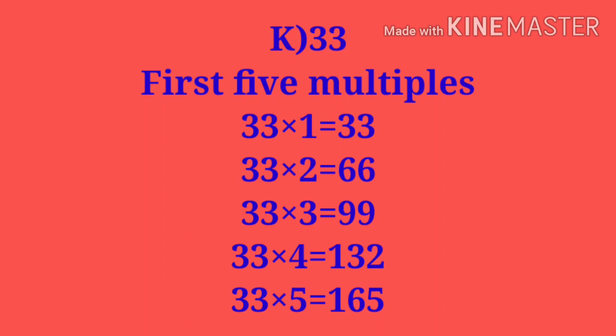33 multiplied by 2, we get 66. 33 multiplied by 3, we get 99. 33 multiplied by 4, we get 132. 33 multiplied by 5, we get 165. So by multiplying 33 by 1, 2, 3, 4 and 5, we get 33, 66, 99, 132 and 165. So 33, 66, 99, 132 and 165 are the first 5 multiples of 33.